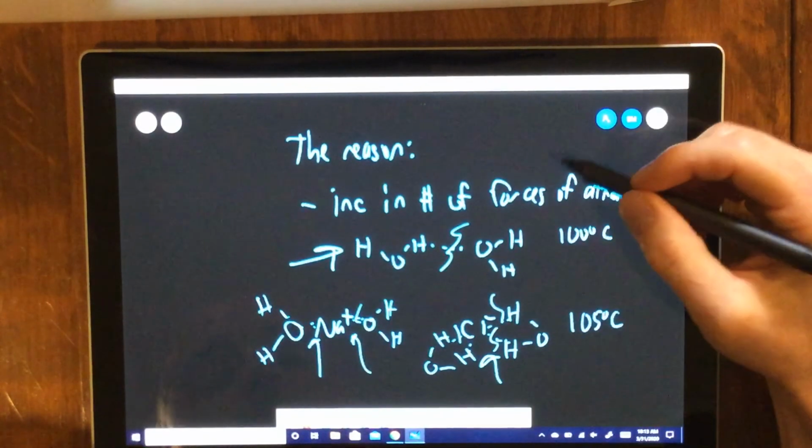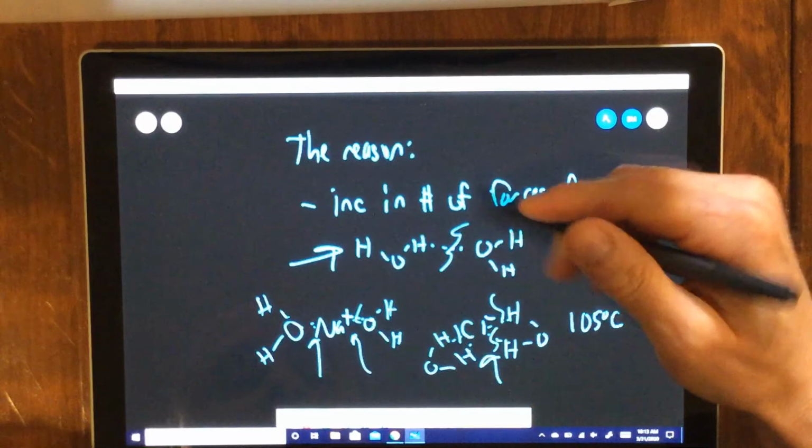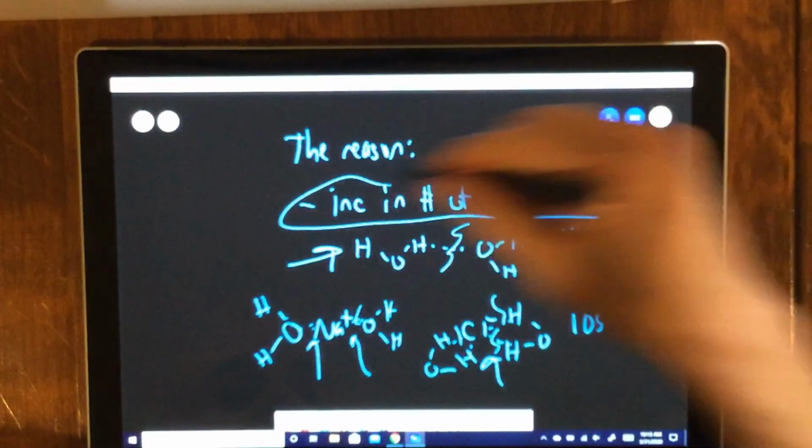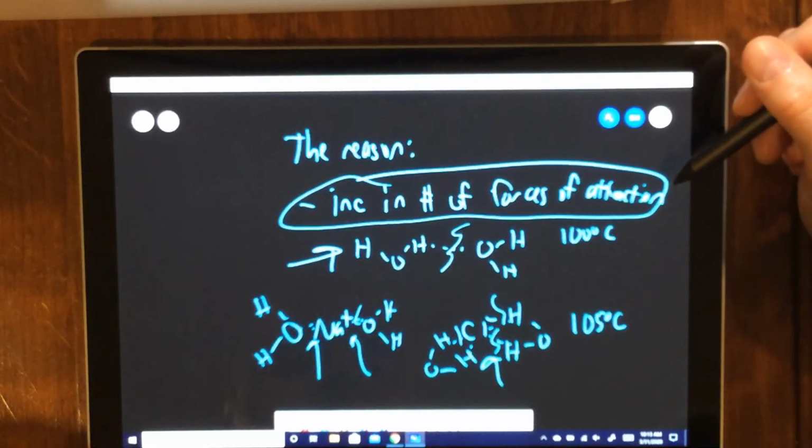So the first colligative property is boiling point. Add a solute, boiling point goes up. Why? This is why. Increase number of forces of attraction. All right, I'm going to stop the video.